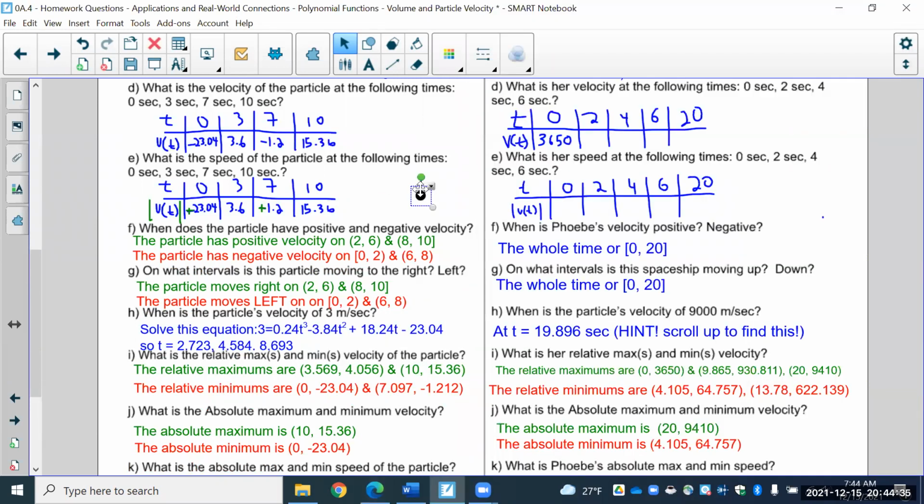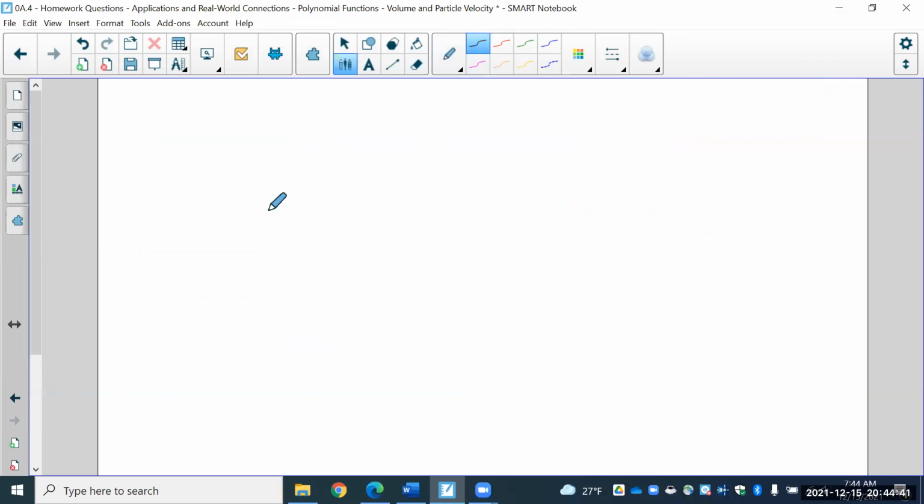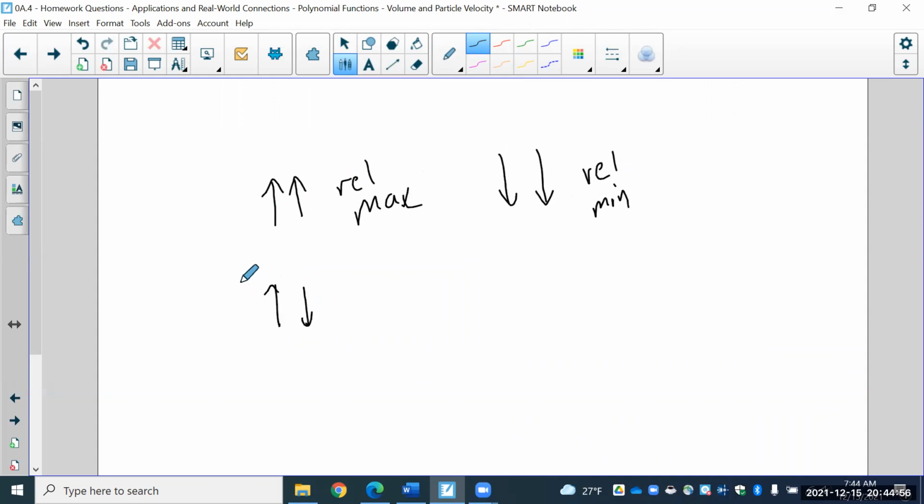This is an important conversation about end behavior. So let's talk about that for a second. I'm just going to get a blank thing here. If you have up end behavior, these are both relative maximums. Okay. If you have down end behavior, these are both relative minimums. If you have a mix like this, right, this is a relative max and this is a relative min.